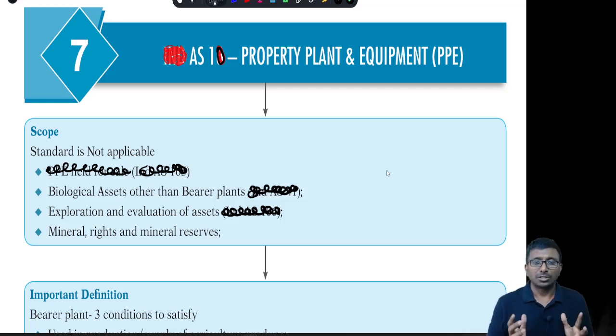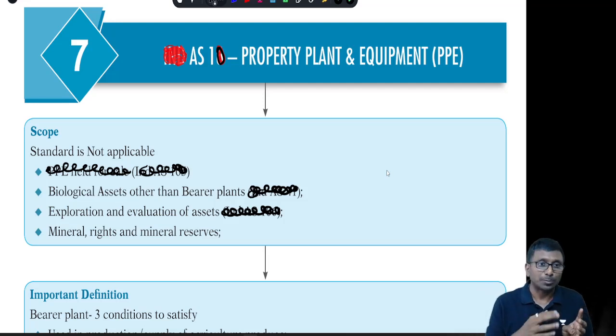Let's have a look at Accounting Standard 10, that is Property, Plant and Equipment, a quick revision. This standard is not applicable for biological assets other than bearer plants. Biological assets means living animals and living plants. For bearer plants, Accounting Standard 10 is applicable. A bearer plant is a self-constructed asset, right?